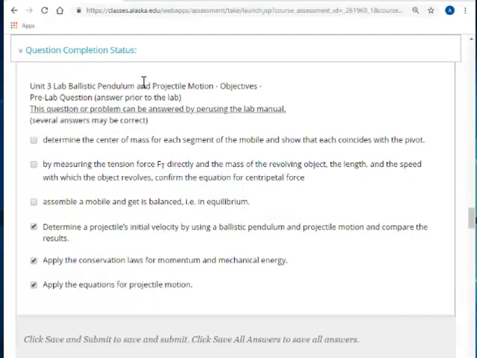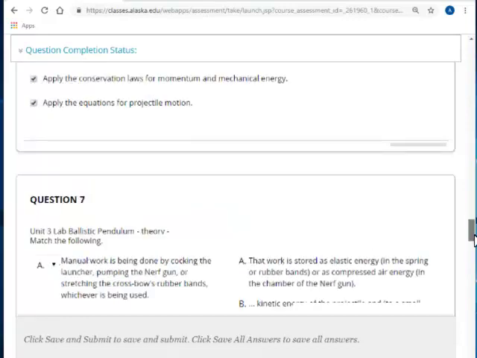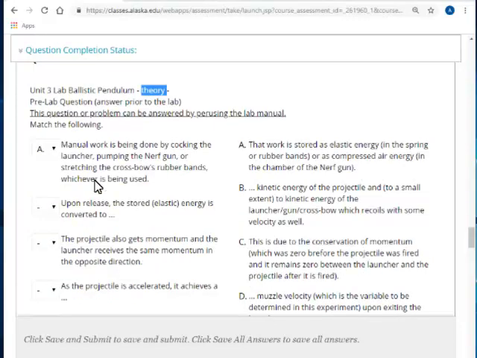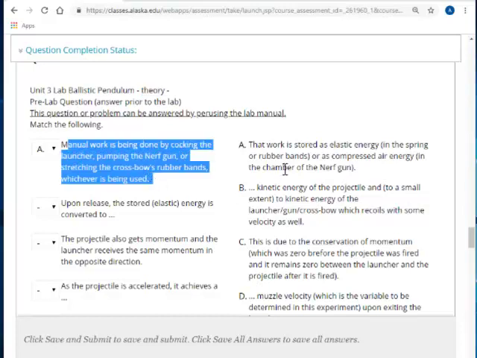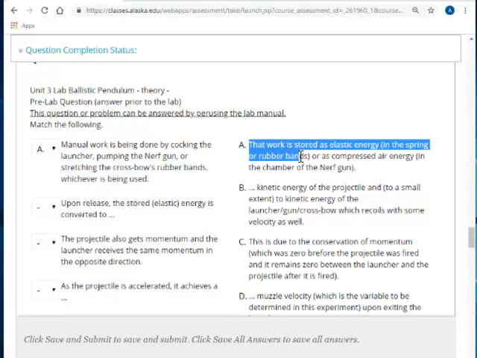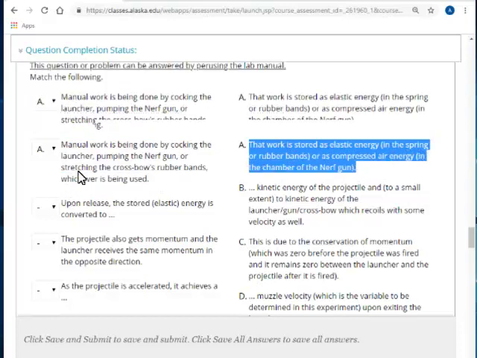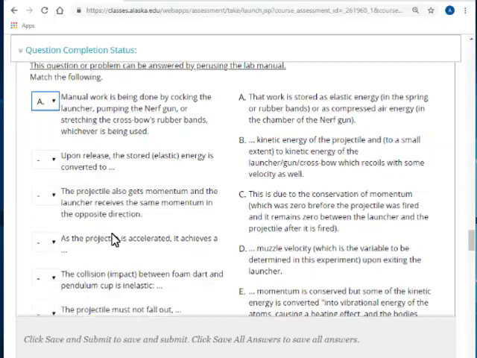Then the other lab is the ballistic pendulum and projectile motion. Again, look at the objectives. These are the ones. Apply conservation laws for momentum and energy, for example. In the theory part of the same lab, you will find these here. Manual work is being done by cocking the launcher, pumping the Nerf gun, stretching a crossbow, and so on. That work is stored as elastic energy or as compressed air energy. And then these here should be in the correct order.